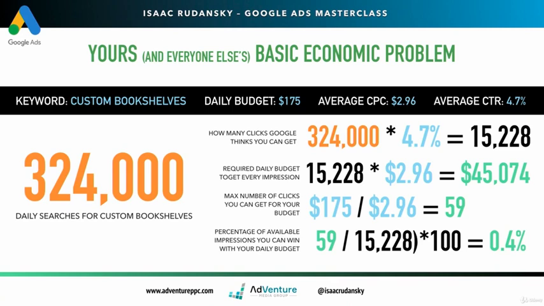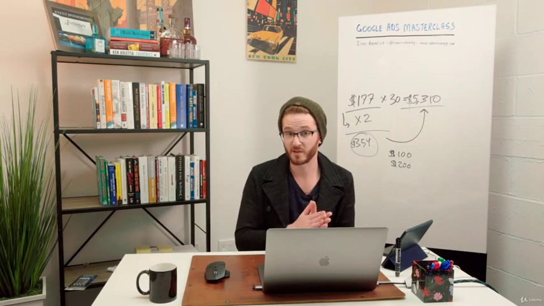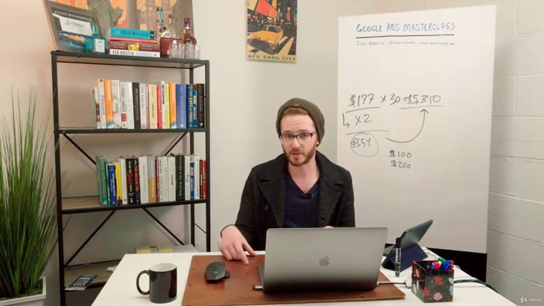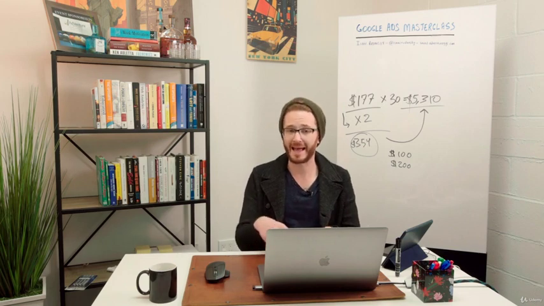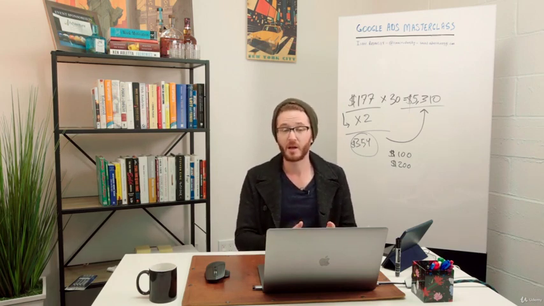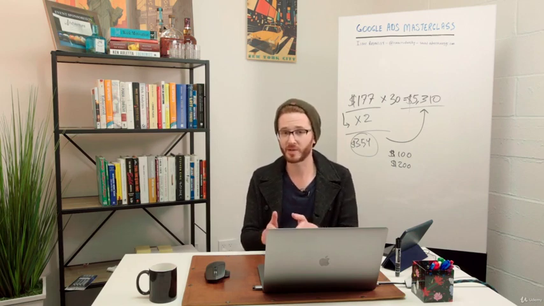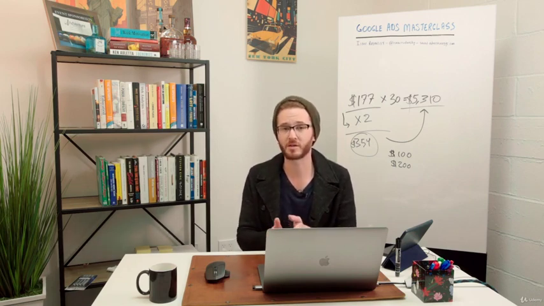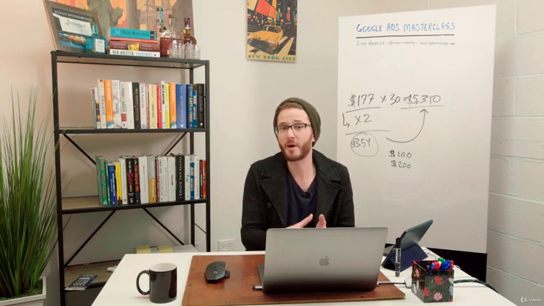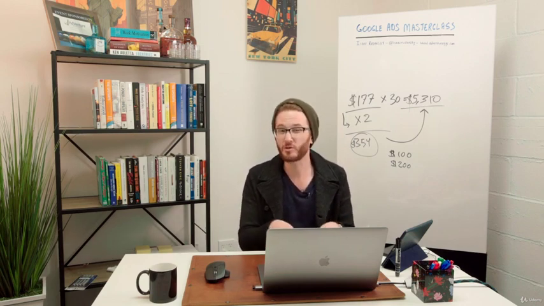And of course, this 59 number is the amount of clicks that we can get over the course of a day for our budget, not the number of impressions. But still, it's a very small percentage of what's available. And Google's not going to give us more impressions than the maximum allowed in the context of doubling that daily budget. Google's going to expect our ad to get clicked 4.7% of the time. Google's going to expect that click to cost us $2.96, and Google's going to allow us to enter into the auction within those constraints, right?